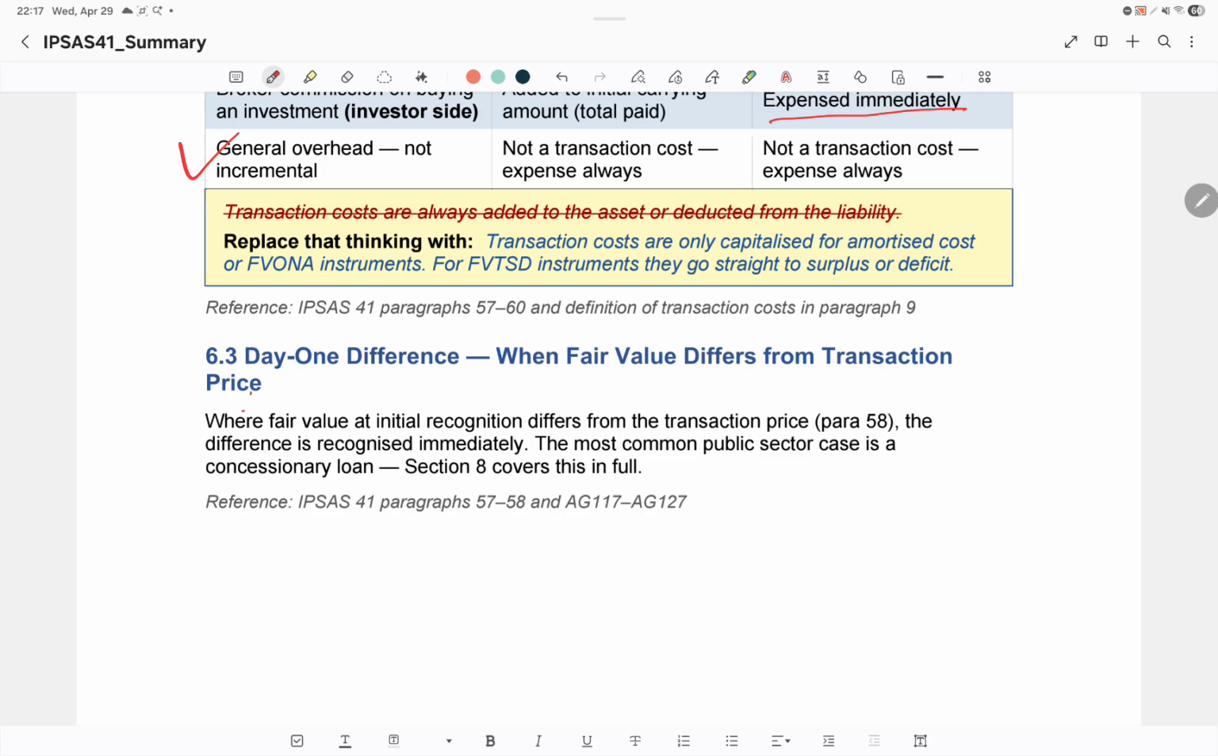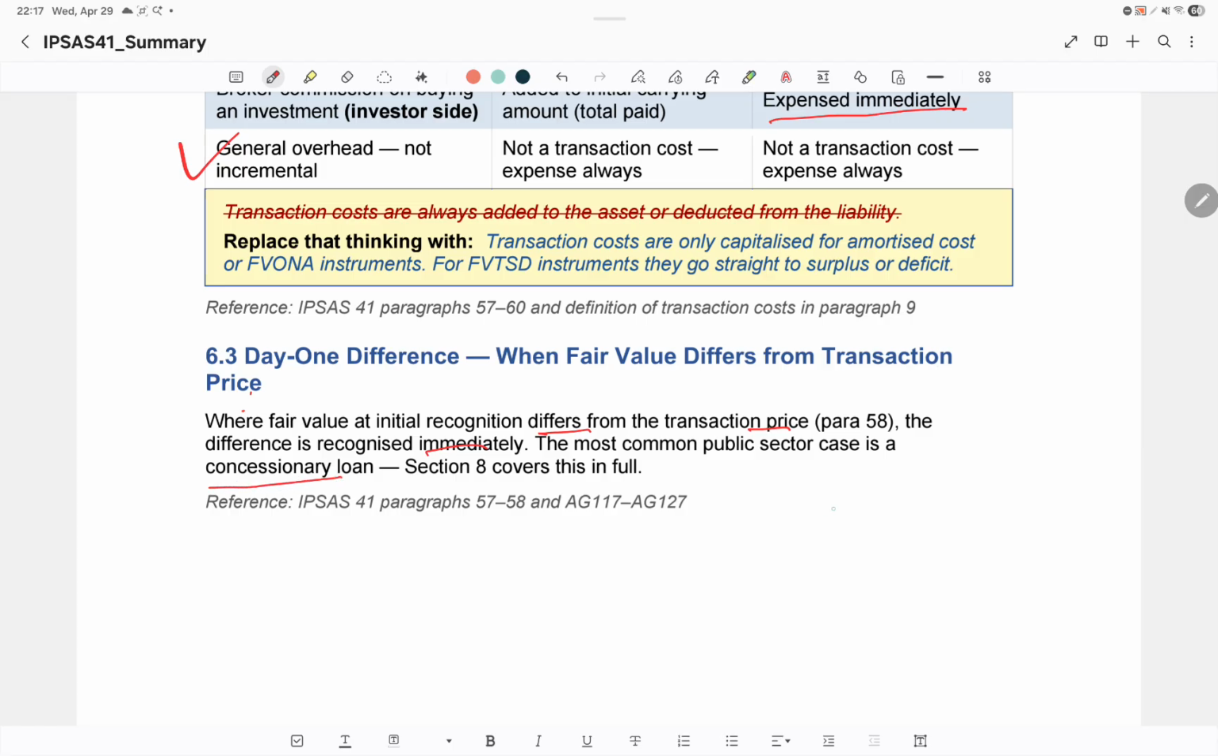So, one difference: when fair value differs from transaction cost, what are you supposed to do? And how can it be different? When fair value at initial recognition differs from the transaction price, the difference is recognized immediately. Yes, the most common public sector case is concessionary loans.